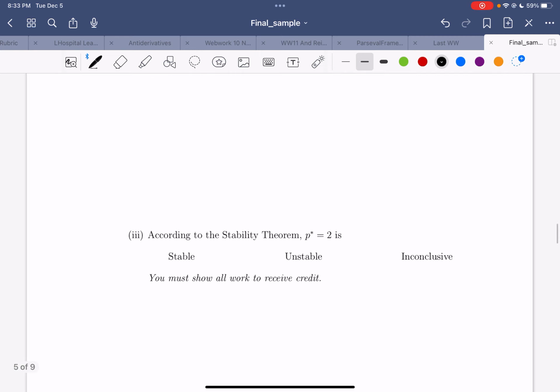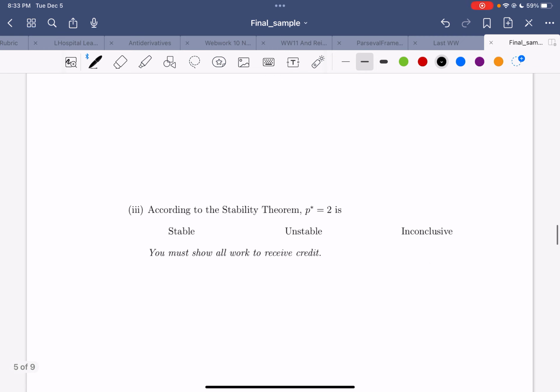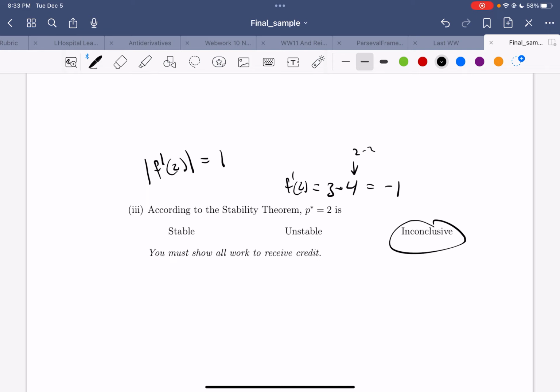How about 2? Let's plug 2 in. So we have 3 minus 4, because that was 2 times 2. We get -1. The fun fact about that is that it equals -1. So what we care about, sorry, this is f prime, we care about the absolute value of f prime of 2. That's equal to 1, and that's inconclusive.